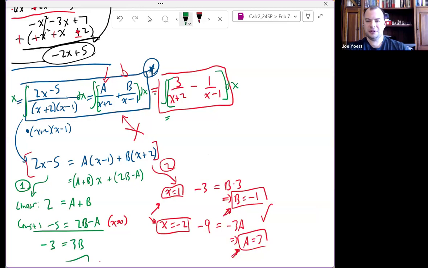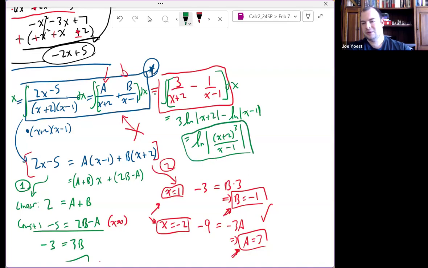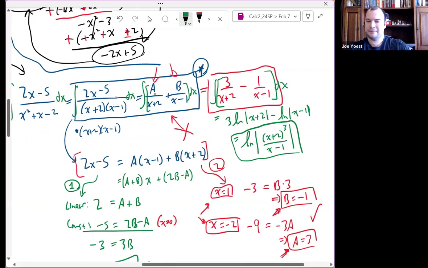If I go through and do this integral, I get 3 log absolute x plus 2 minus log absolute x minus 1. Or maybe I'll combine that with some log properties. Something like this, I think, is probably the tidiest form for it.